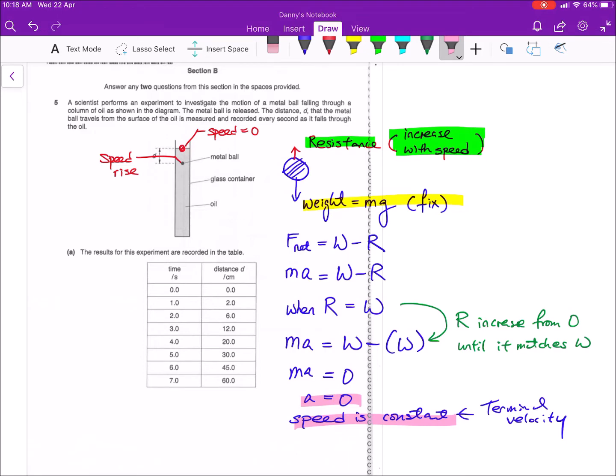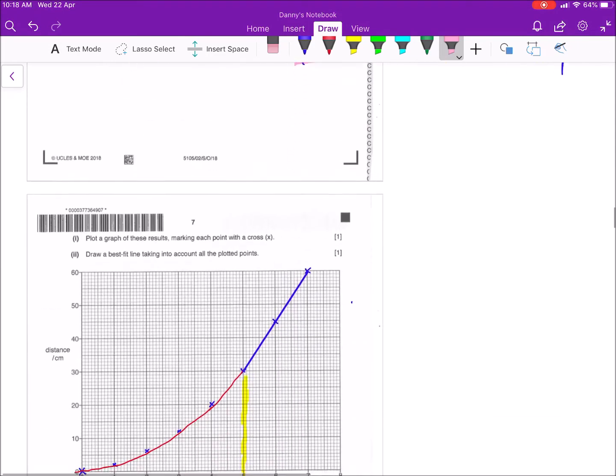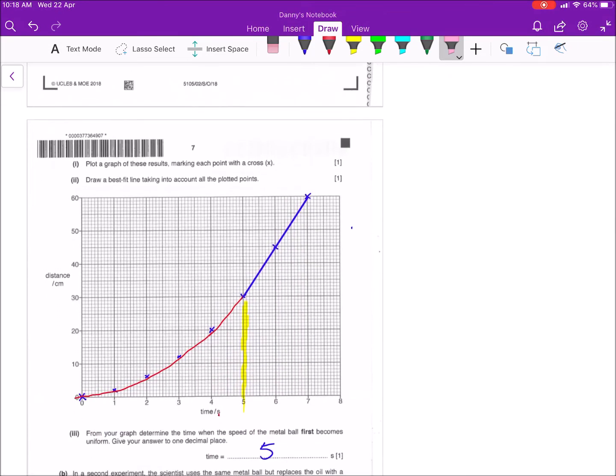So let's look at what they want us to do. They gave us a set of readings on the distance that the ball is traveling. And you can see that they ask you to plot. So when you plot the points, if you plot it correctly, you will see that it has a curve down here.